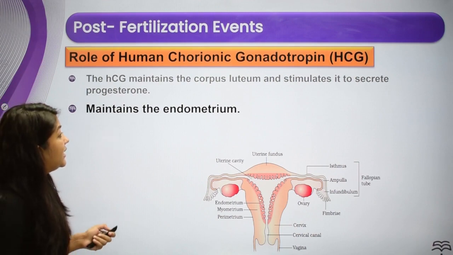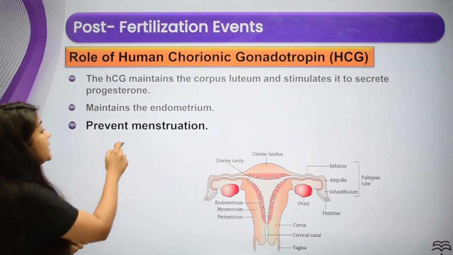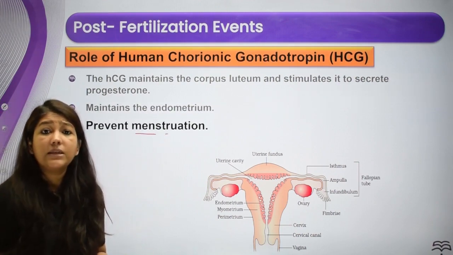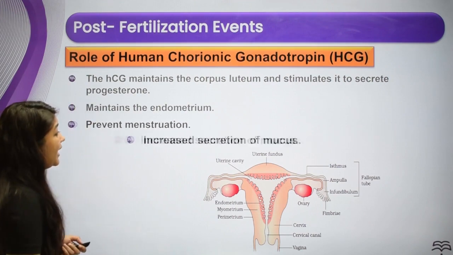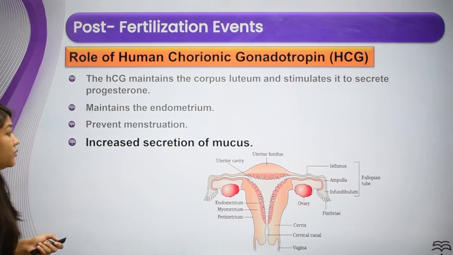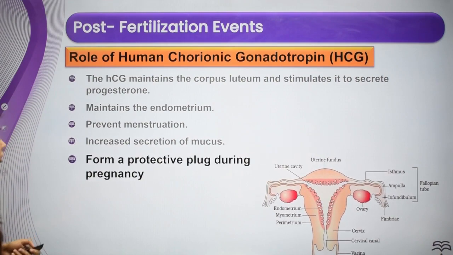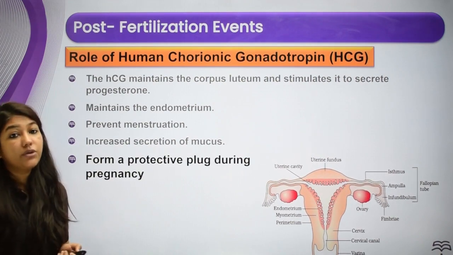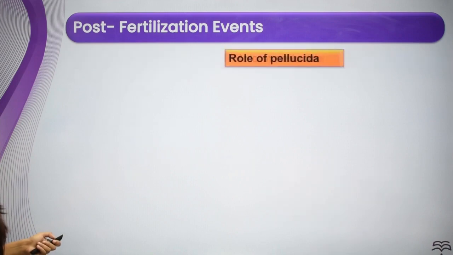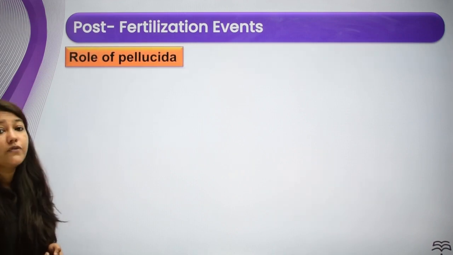It maintains the endometrium. It prevents menstruation, right? Pregnancy में menstruation नहीं होता है. And increased secretion of mucus, which is also very important. Forms a protective plug during pregnancy. All right. Next is role of zona pellucida.